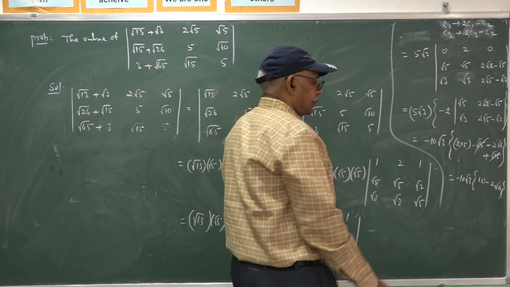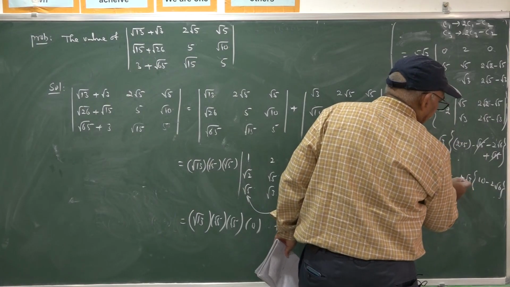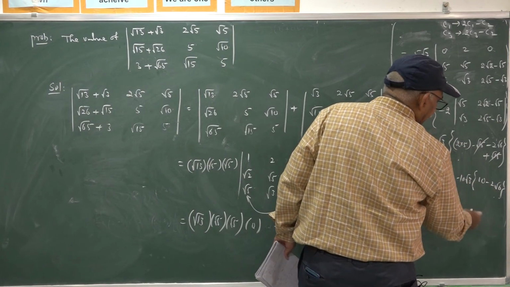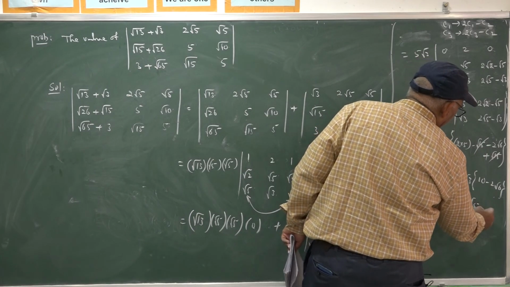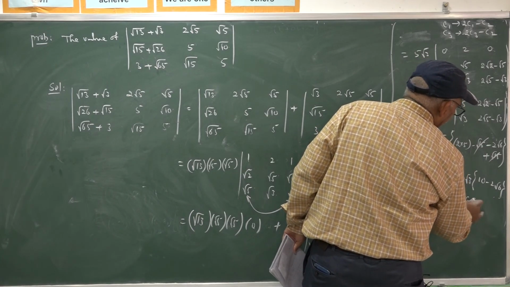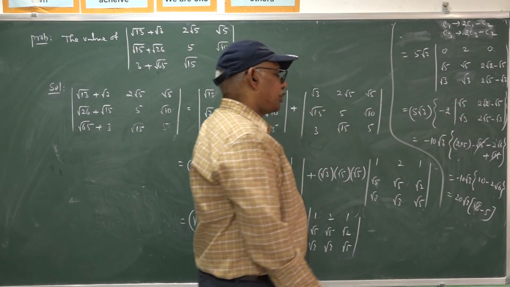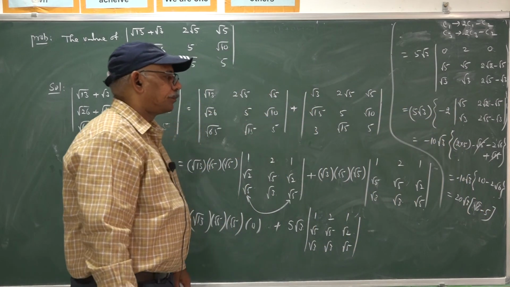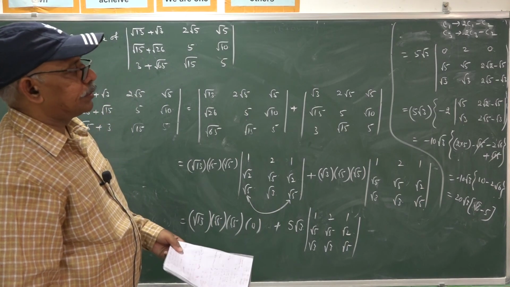or taking 2 as common and interchanging the terms, it becomes plus. So 20 root 3 into 5 minus root 6, or 20 root 3 into root 6 minus 5 is the required value.